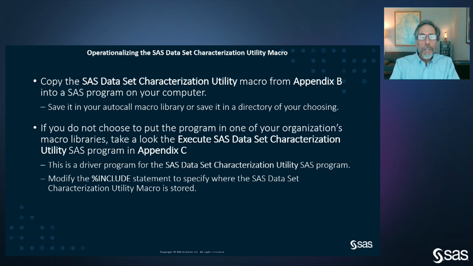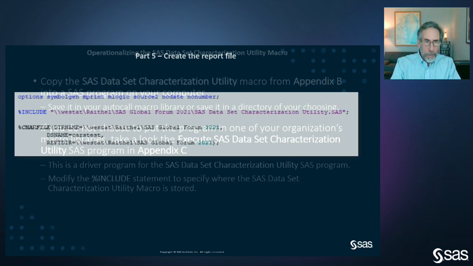I would suggest that you save it in your AutoCall macro library or save it in a directory of your own choosing. But if you put it in your AutoCall macro library, then you won't have to use the %include. If that's not doable, then you might want to use, in Appendix C, I have Execute SAS Dataset Characterization Utility Program. So copy that from Appendix C. And you would modify the %include statement to specify where the macro can be found in your own environment.